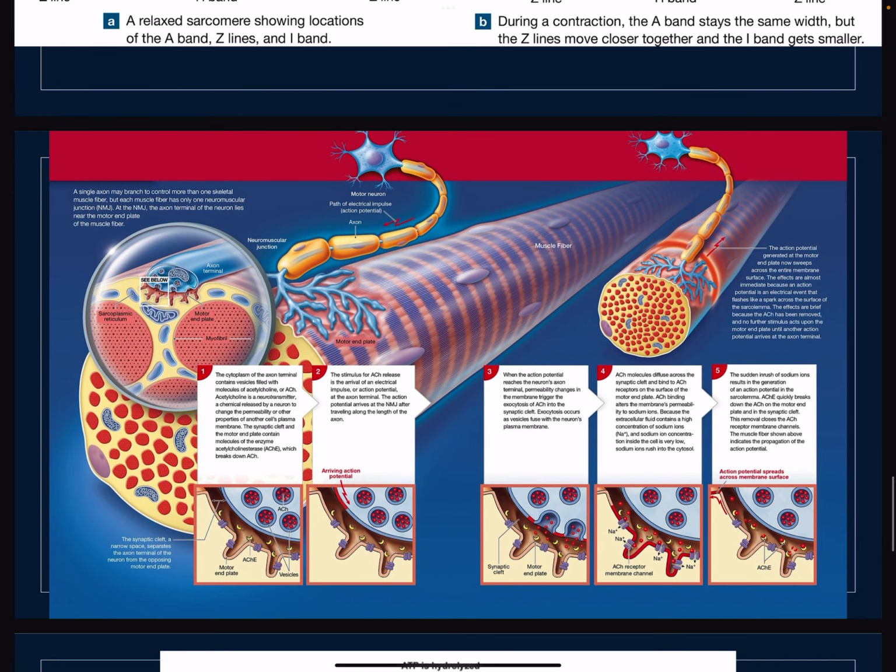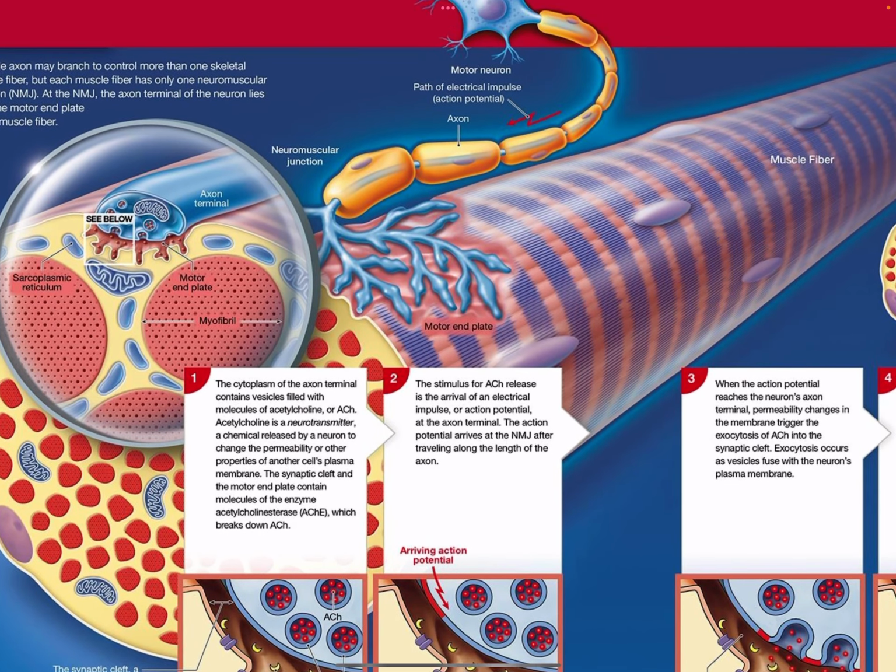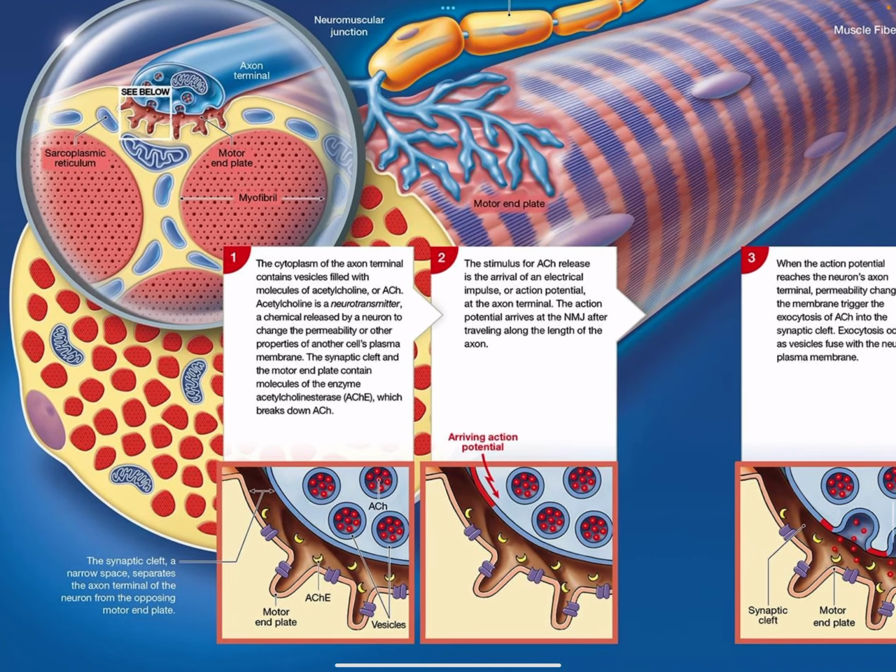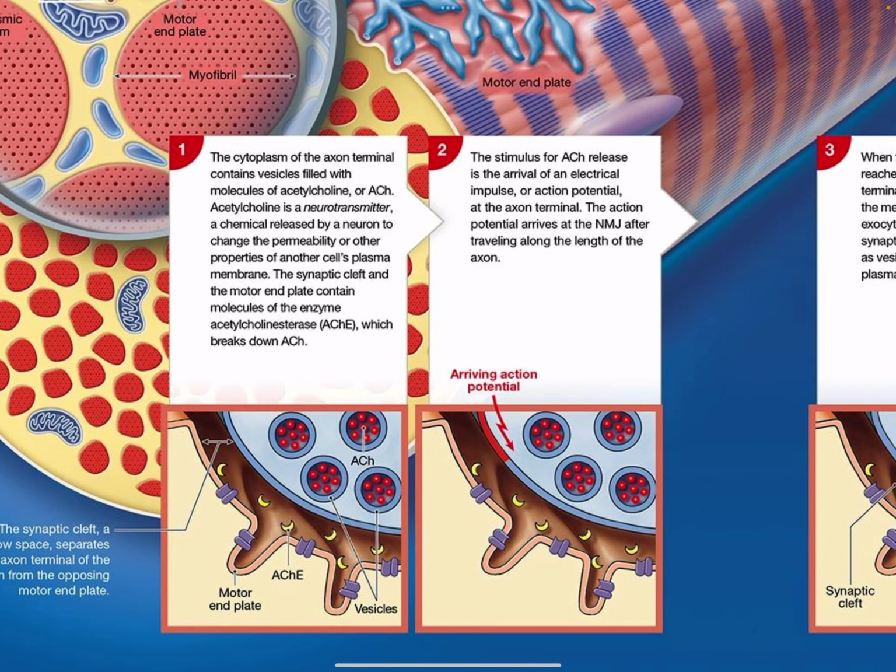All right, and so this is something called the neuromuscular junction, and it's very important. We're going to talk about the structure and what happens in it. So I'm going to bring you through this diagram. The cytoplasm of the axon terminal contains vesicles filled with molecules of ACh. ACh is a neurotransmitter. It's a chemical released by a neuron to change the permeability or the properties of another cell's plasma membrane.